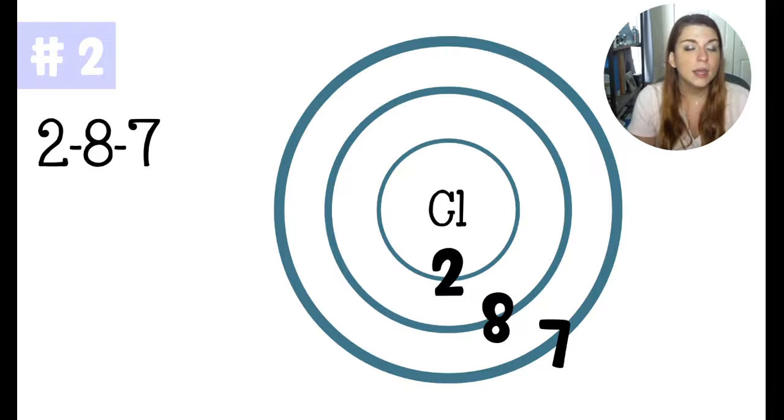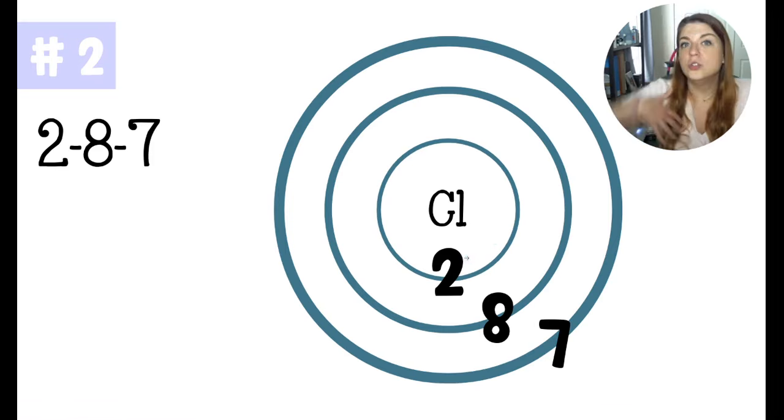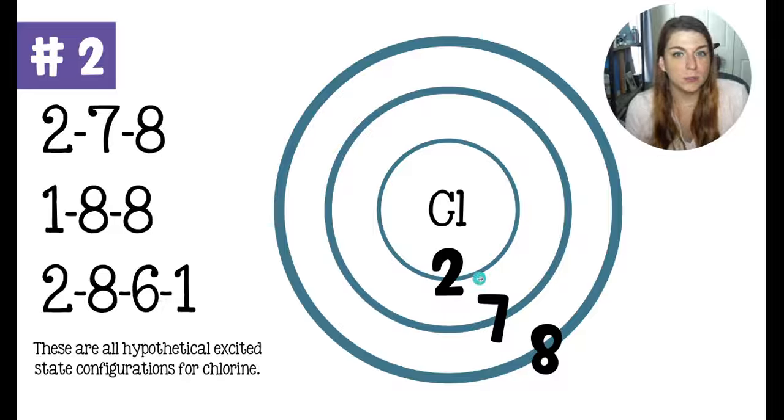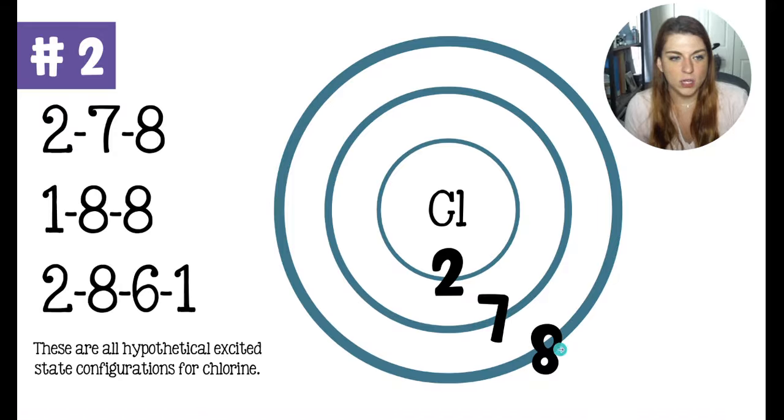Now, an excited state would mean that chlorine, one of these electrons, maybe 2 or 3 of them, have gained enough energy to jump to higher energy levels. So the one that I chose is the one that I think is most simple. These 2 electrons are going to stay put, but we have 1 electron from the 2nd energy level jump up to the 3rd. So the excited state configuration would be 2, 7, 8. We would subtract 1 electron from here and then add it over here.